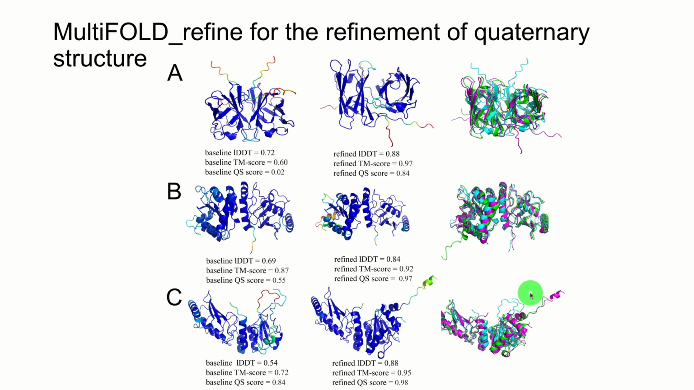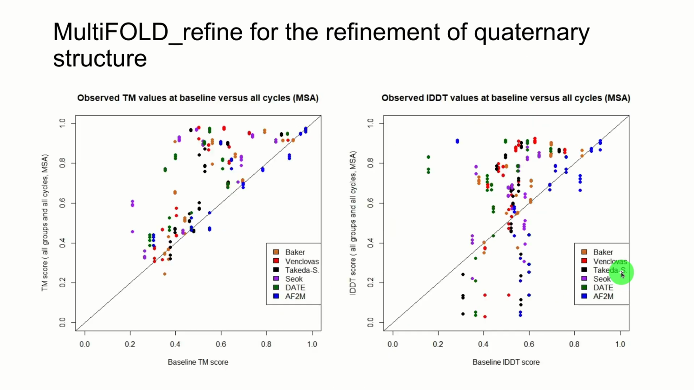AlphaFold2-Multimer has enabled prediction of quaternary structures, so we used the AlphaFold2 neural network to refine the quaternary structures to improve the accuracy beyond the AlphaFold2 predictions by feeding custom templates. The accuracy of the predictions is significantly improved according to lDDT, TM, and QS scores. As you can see, the majority of the 3D models generated by MultiFOLD refine are significantly better than the baseline models according to TM score. It also performed well according to lDDT scores.